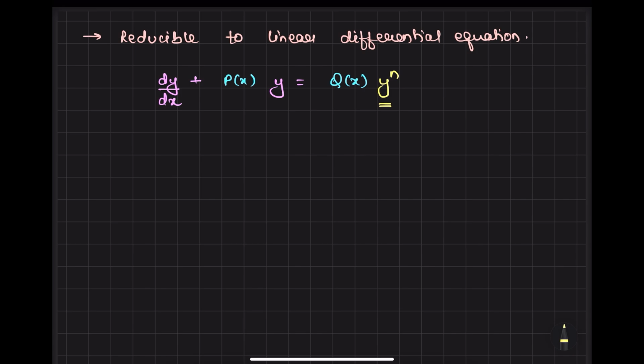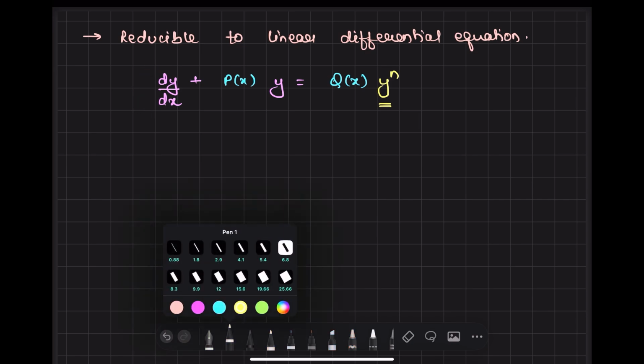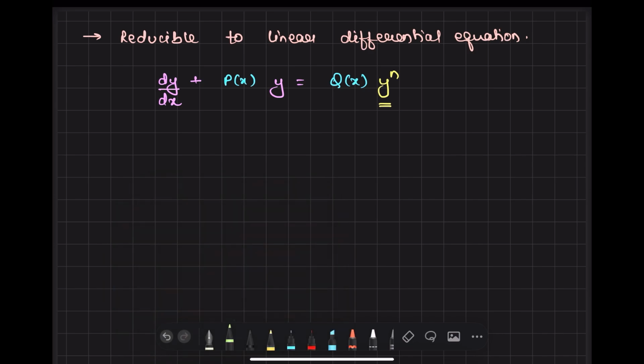Okay, and also later you have to remove this y power n. You have to do two things. First, you have to remove that y power n. Second, you have to make dy by dx free from any constant coefficient. Okay, so you will have a problem with two situations.